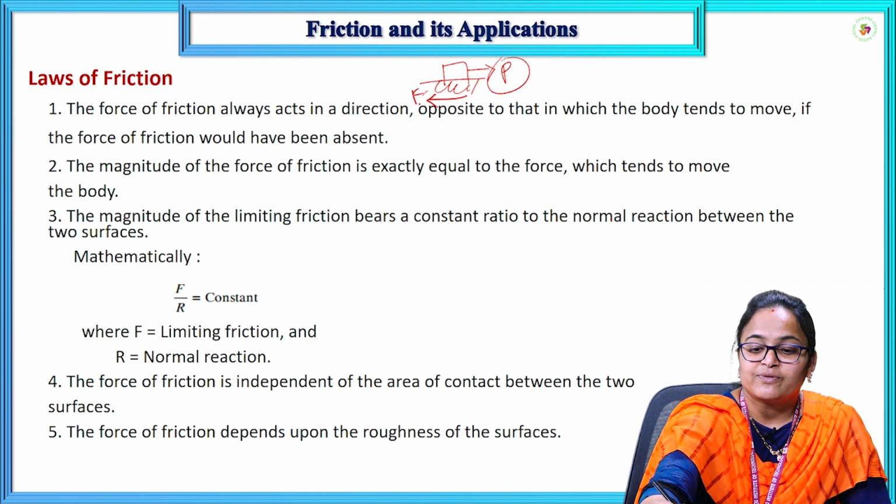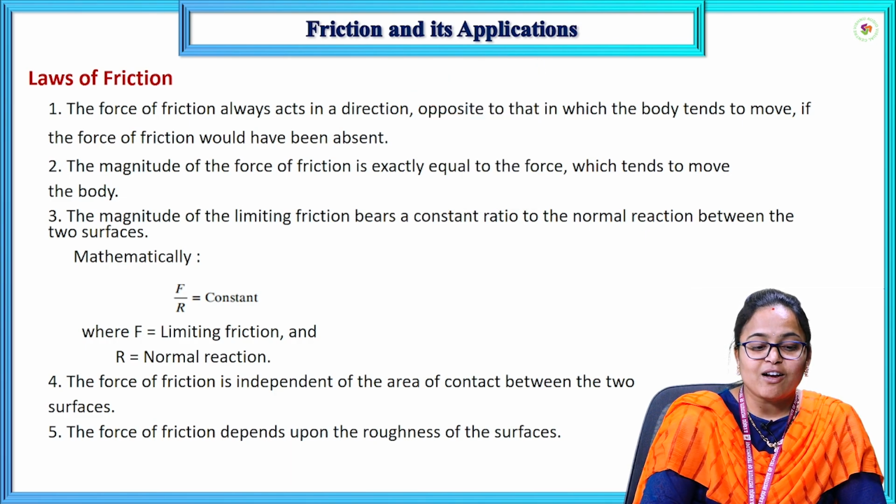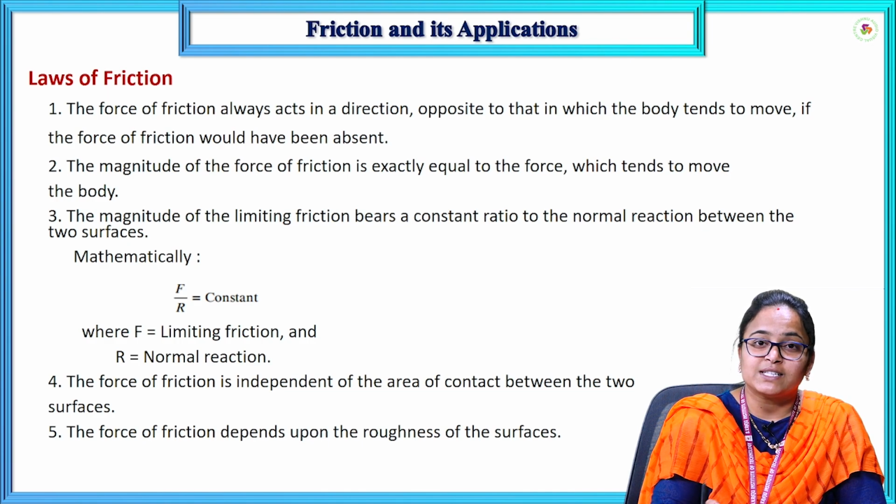That means this frictional force is opposing the movement of the block. Coming to the second law of friction, the magnitude of friction is exactly equal to the force which opposes the frictional force. That is, the magnitude of friction is equal to the applied force.